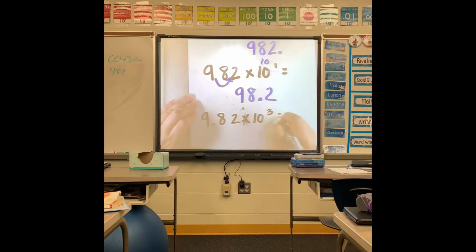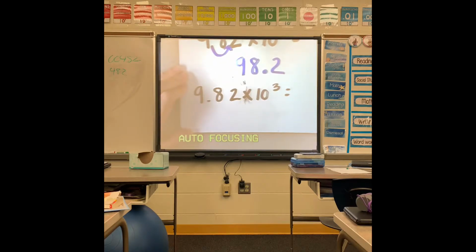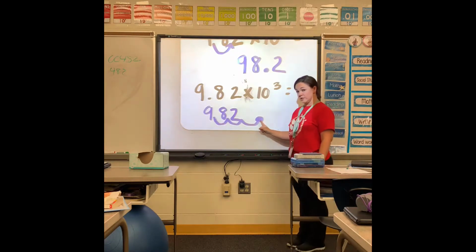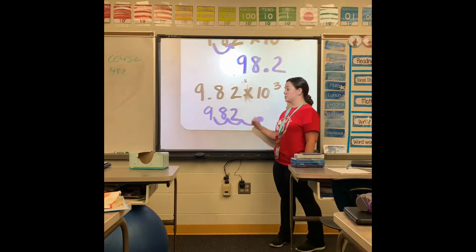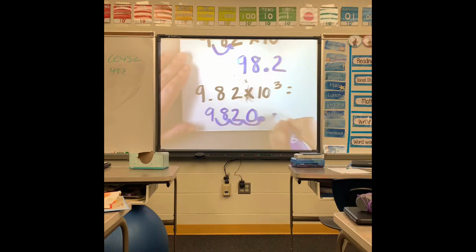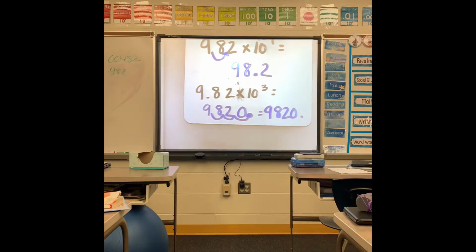Now, if I do it times 10 to the 3rd power, let me show you how that changes a little bit now. I'm going to rewrite my number just so I have more room. Now I need to move it 3 times. So you have 1, 2, 3 decimal. Your decimal has moved. A lot of the kids make that mistake and they don't actually move it. But now we have a blank here. Any blanks, you need to add zeros. That was our step 5. So my new answer is 9,820.